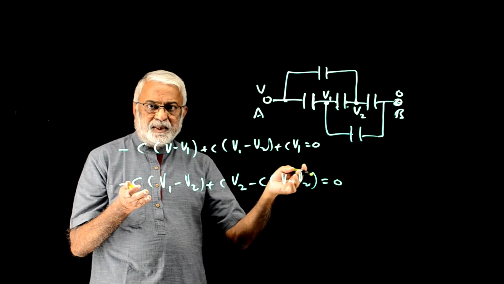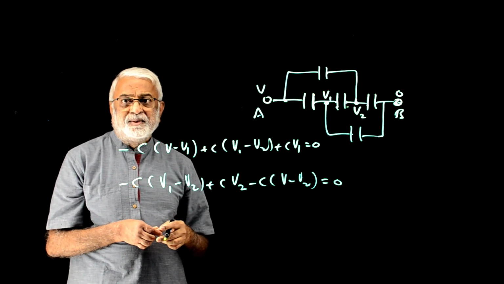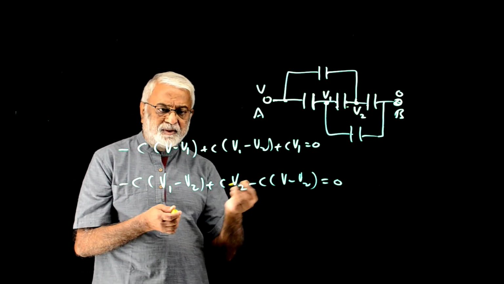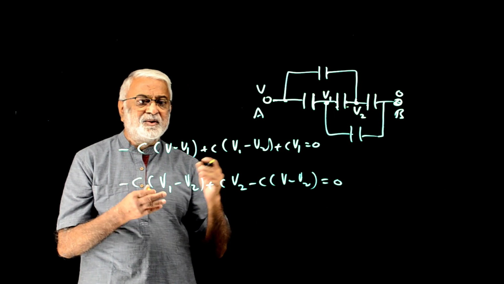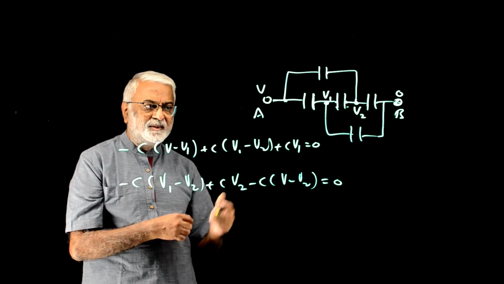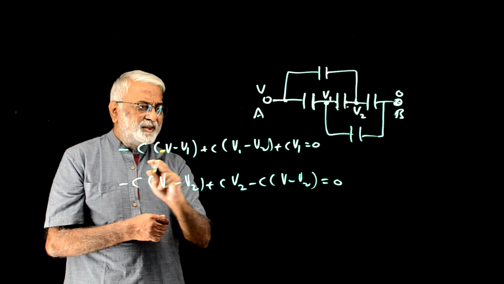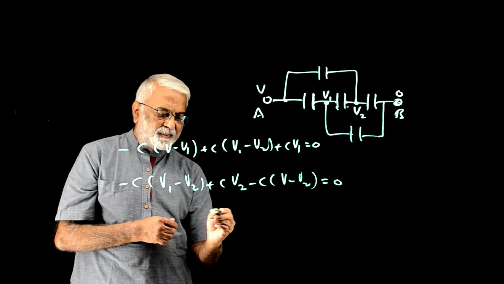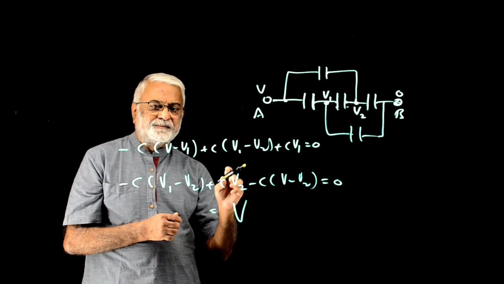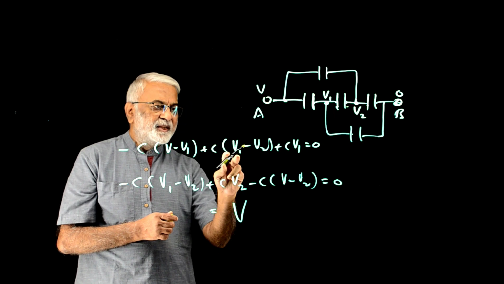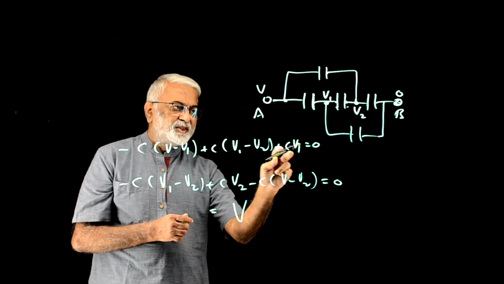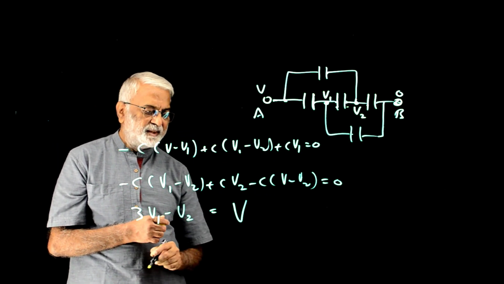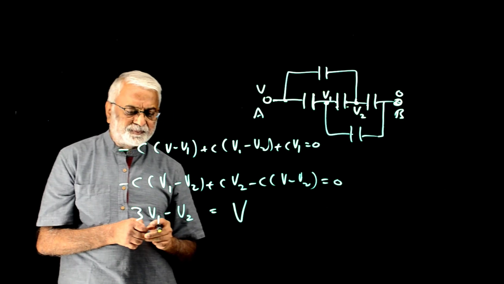Well, you can do that, and then you will find V1 equals V by 2 and V2 equals V by 2. Solve that, simplify and solve. Treat V as a known quantity and solve for V1 and V2 in terms of V. Look at these equations. C gets eliminated, minus V here, that goes to the other side and becomes plus V. This is plus V1, 2V1, 3V1, minus V2. Right?